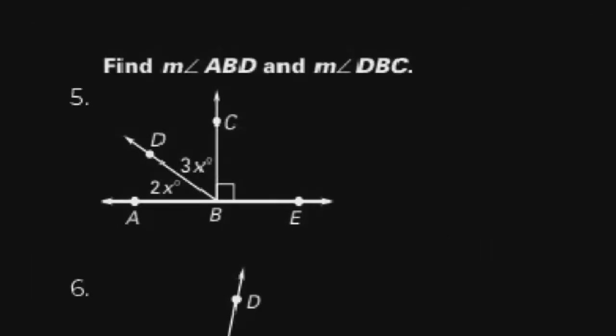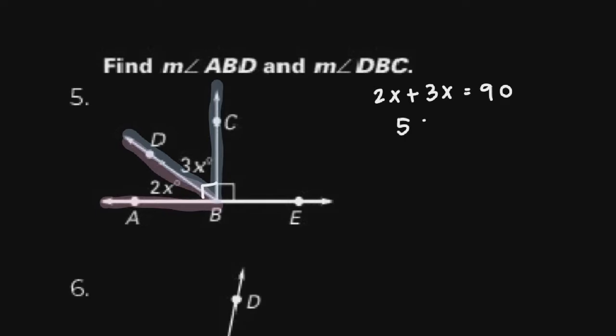In this next example, we're looking for the measure of angle ABD, which is here, and DBC, which is this one here. So to find these angles, we have to first find x, and we know 2x plus 3x is going to equal 90, since this has to be a 90-degree angle here, and we can use the angle addition postulate for that. So we get 5x equals 90. So that means x equals 18.